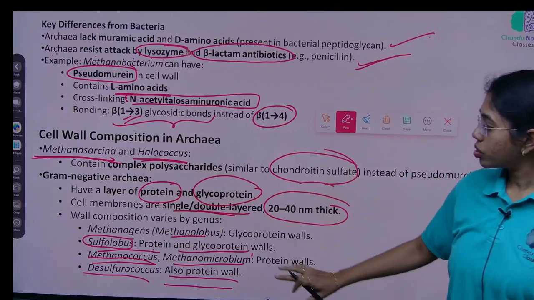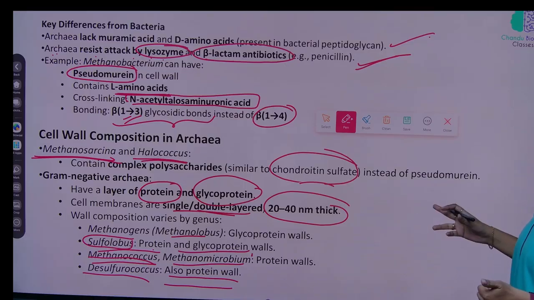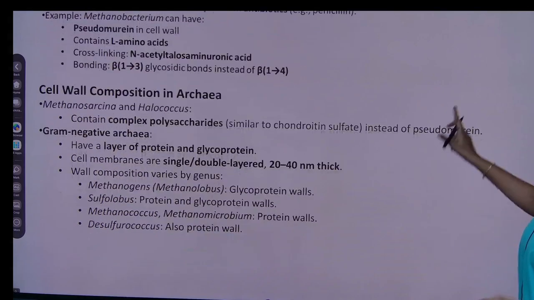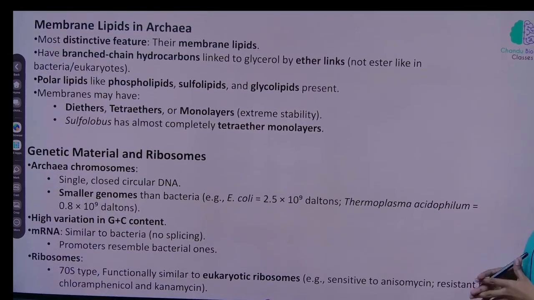So this is the complete description of the key differences from bacteria, very important, and cell wall composition in archaea. And then if we move on to membrane lipids, what type of lipids are present in archaea?